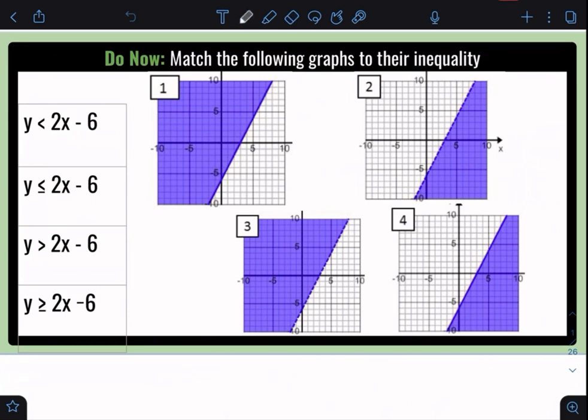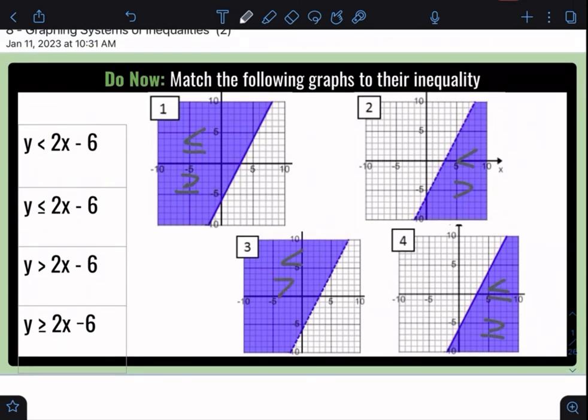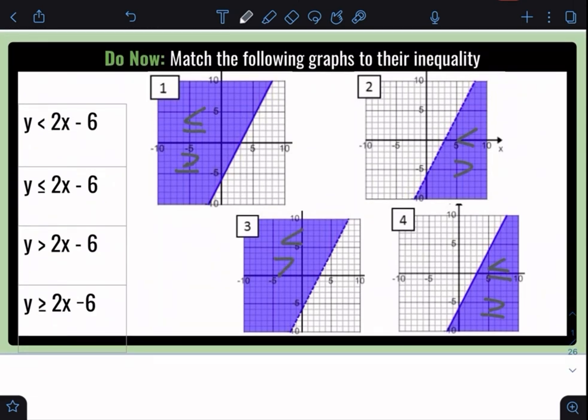If we remember anything about inequalities, whenever we have a solid line, we use a less than or equal to symbol or a greater than or equal to symbol. Whenever we have a dotted line, we use a less than or a greater than symbol. If we shade above the line, we use a greater than symbol, and if we shade below the line, we use a less than symbol.